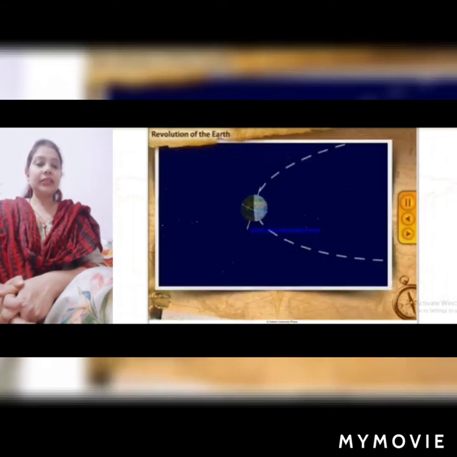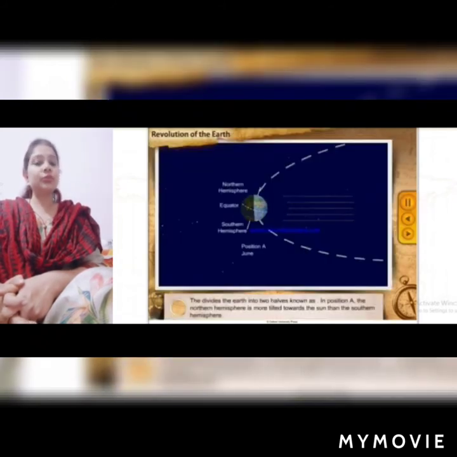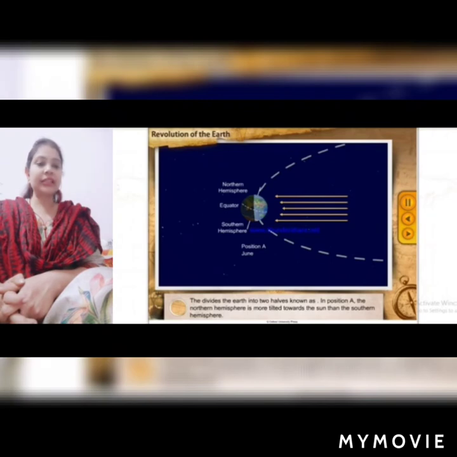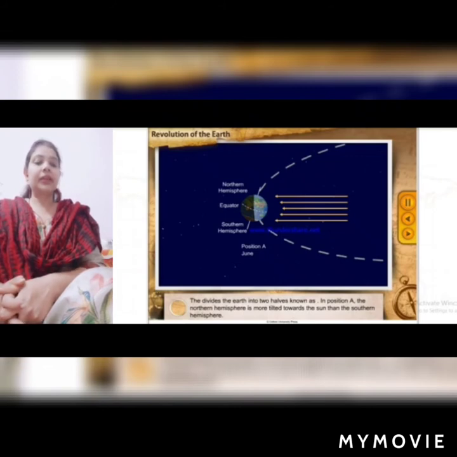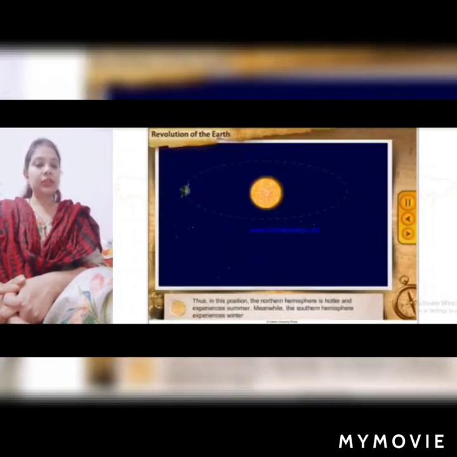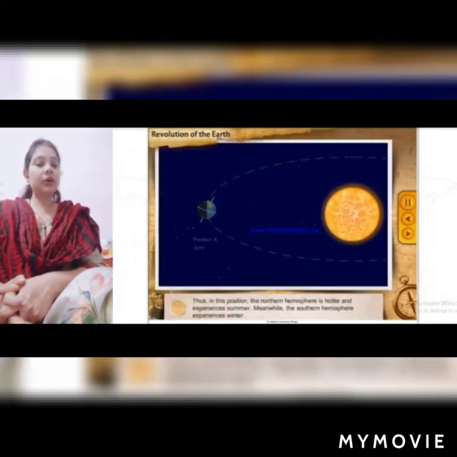The equator divides the Earth into two equal halves known as hemispheres. In this position A, the northern hemisphere is more tilted towards the Sun than the southern hemisphere. Thus, in this position, the northern hemisphere is hotter and experiences summer. Meanwhile, the southern hemisphere experiences winter.